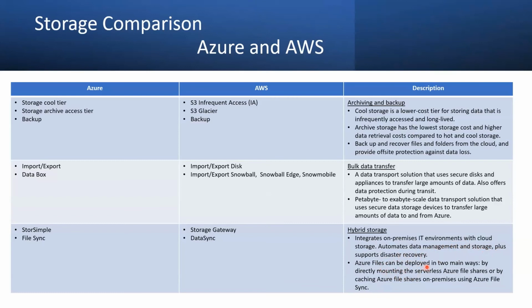Azure Files can be deployed in two main ways: by directly mounting the serverless Azure file share, or by caching the Azure file share on premises using Azure File Sync. I think the definition I have taken is from Azure, but it's the same service and same functionality in both. DataSync in AWS is provided the same as File Sync in Azure.